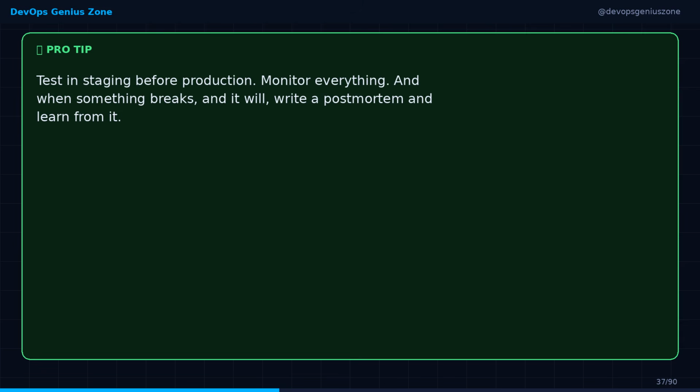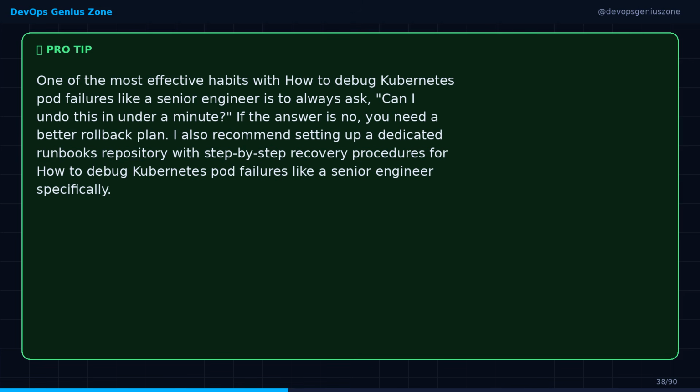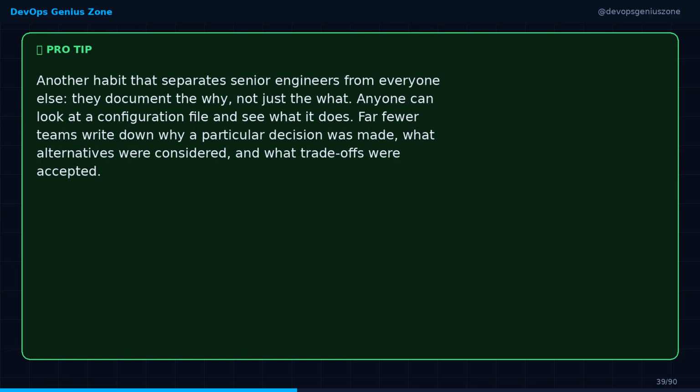Another habit that separates senior engineers from everyone else, they document the why, not just the what. Anyone can look at a configuration file and see what it does. Far fewer teams write down why a particular decision was made, what alternatives were considered, and what trade-offs were accepted. Six months later, when someone wants to change that configuration, that context is the difference between a confident change and a nervous one. With how to debug Kubernetes pod failures like a senior engineer, I strongly recommend a short comment or linked doc next to any non-obvious decision explaining the reasoning behind it.